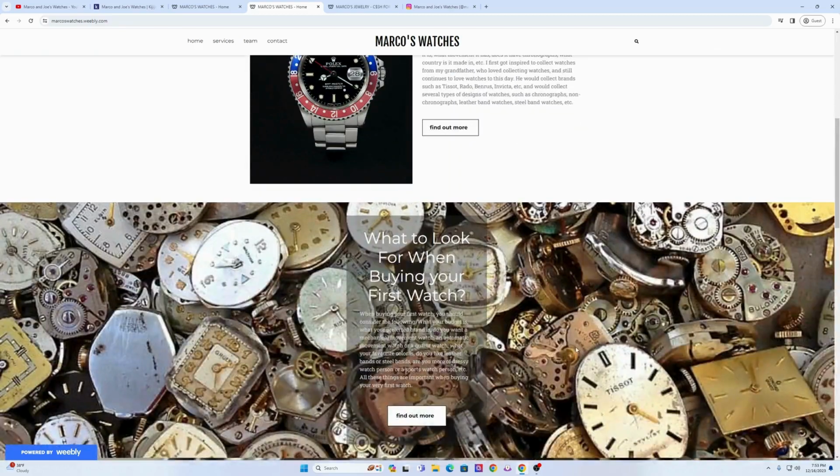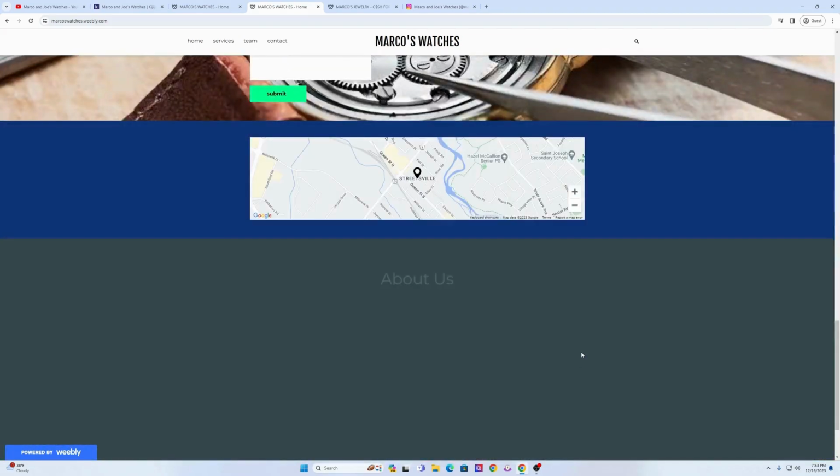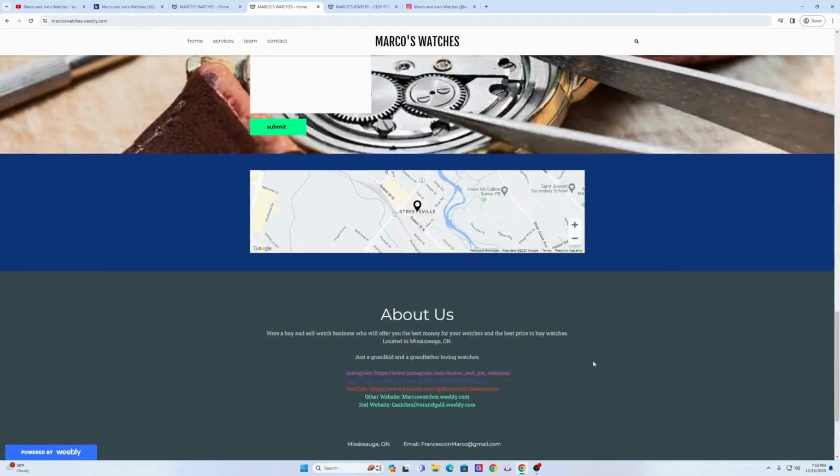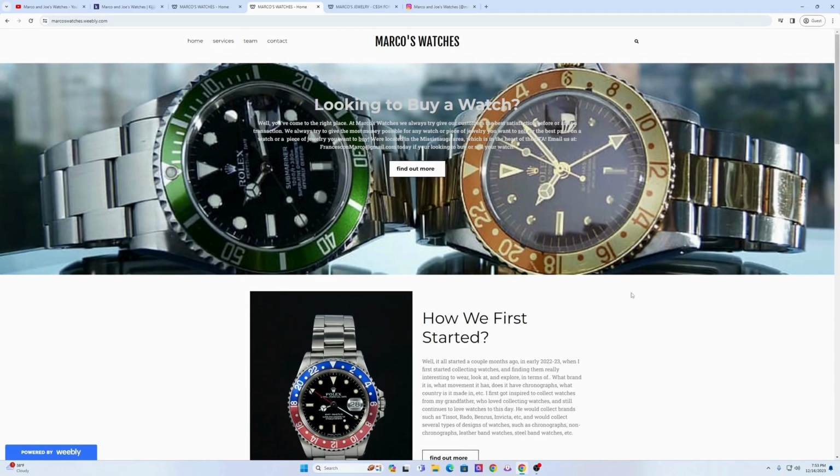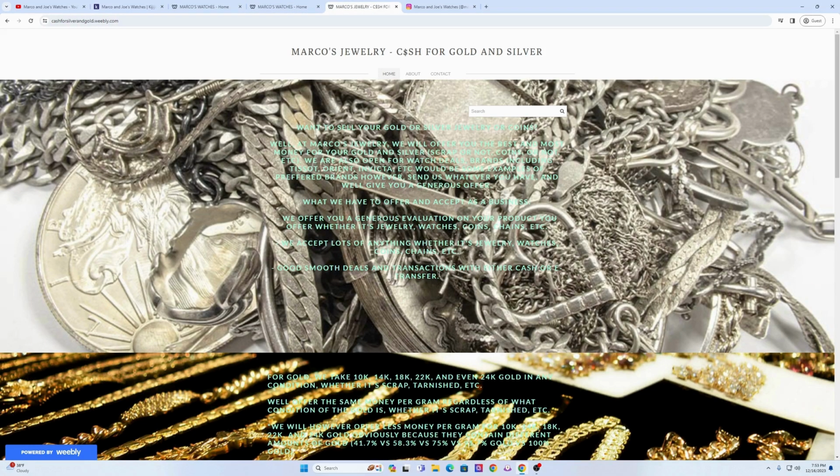So basically, it's similar. It tells us how we started and stuff. This is just socials again, my email here. And here, this is for cash for gold and silver. This is basically similar, where we're buying stuff, but it's for gold and silver instead.